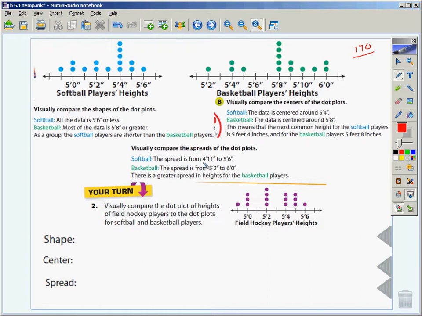And again, if I look at the spread, it goes from 4'11" to 5'6". The spread goes from 5'2" to 6'0". There's a greater spread in the basketball players than there is in the softball players.